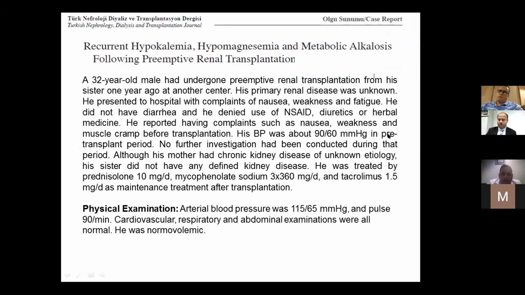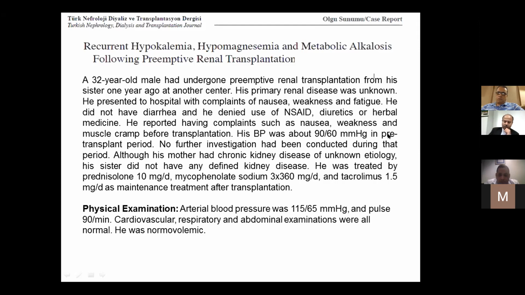This is a case published in a Turkish journal about recurrent hypomagnesemia, hypokalemia, and metabolic alkalosis following preemptive renal transplantation in a 32-year-old male. The living donor was his sister. After 1 year, he developed nausea, vomiting, and fatigue. His blood pressure was 90/60. He denied diarrhea or use of non-steroidals or any drug causing hypokalemic alkalosis and hypomagnesemia. As regards family history, his mother has chronic kidney disease of unknown etiology, but his sister was okay.